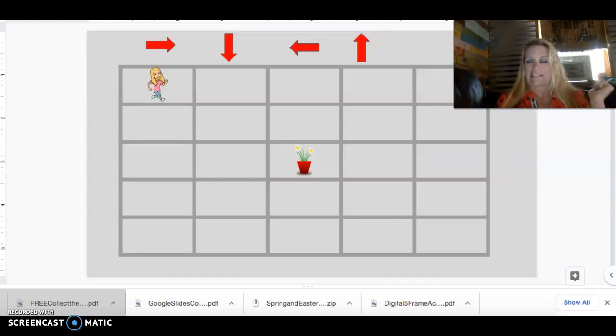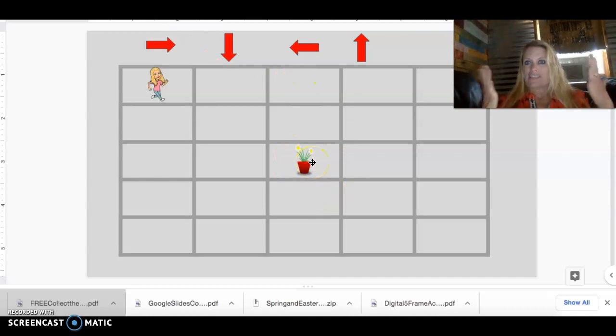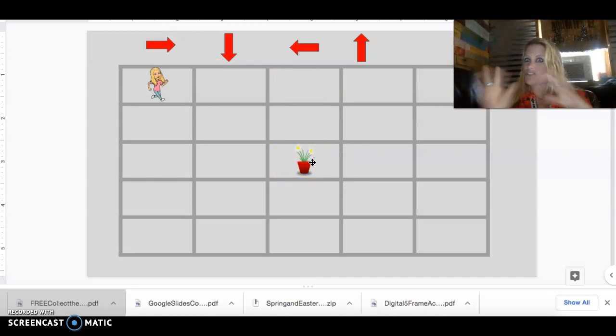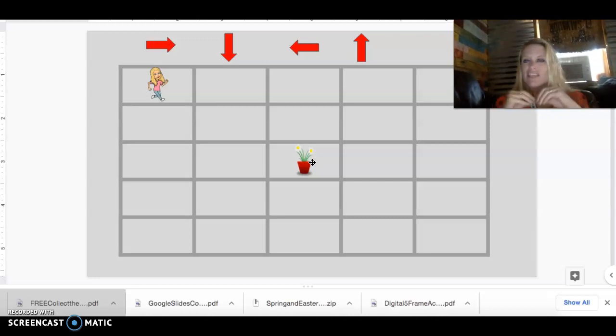So caterpillars, I need your help today. I need to get to this flower pot right here. We're going to use an algorithm, which is instructions to help me get there. Okay, so let's think about a way that I could get there the fastest. And we're going to code our way over there. So how would I get to that flower?